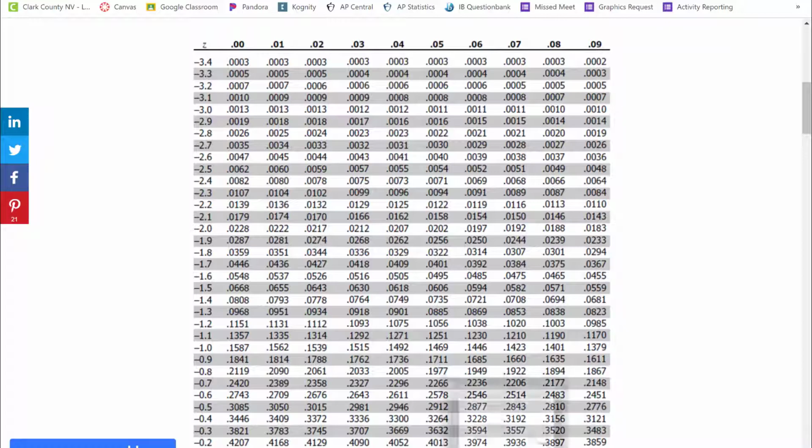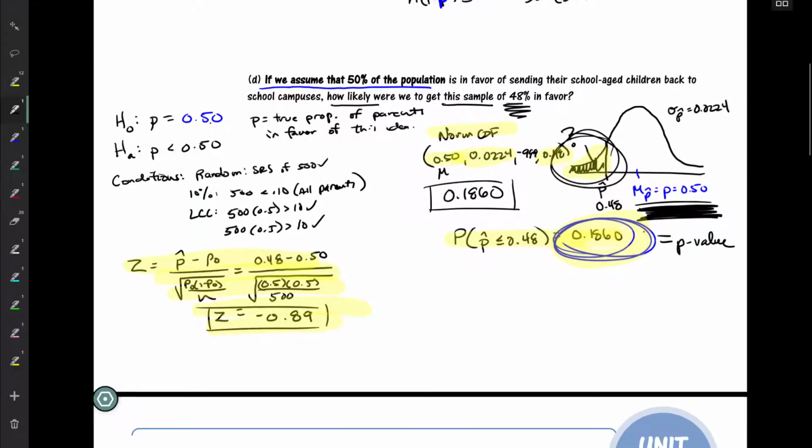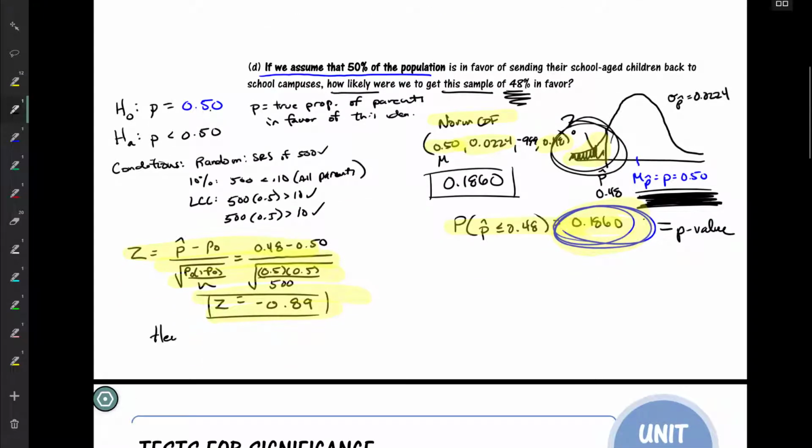And what do you know? It's very close to the p-value that we found. So you can say, hence, my p-value is equal to 0.1867, or we can say approximately. We know it's a little bit off just because of rounding error. Remember, we only rounded this to 2 decimal places.